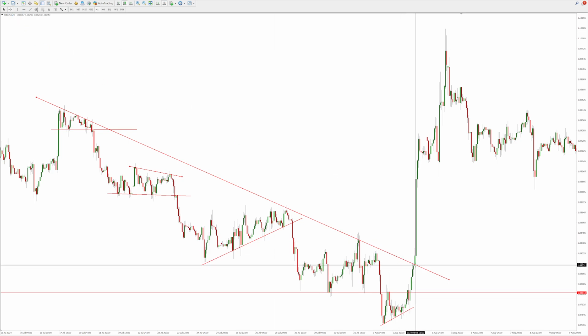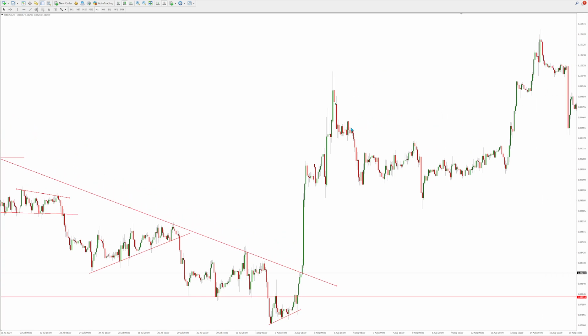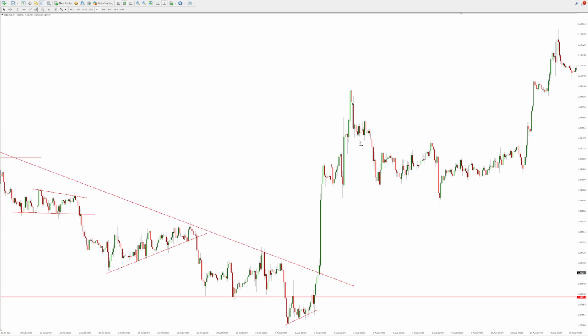This move, had you entered on the breakout of this trend line here, almost 200 pips. Could have placed your stop loss just below the low there, moved it to break even, maybe trailed it to here, locking in all this profit. As price came up here, we could have placed our stop loss up here somewhere and perhaps look to exit once we see this consolidation and reversal to the downside.